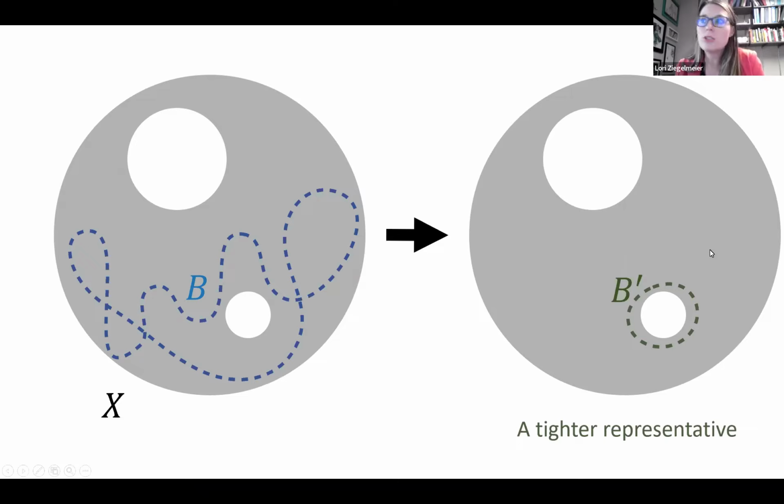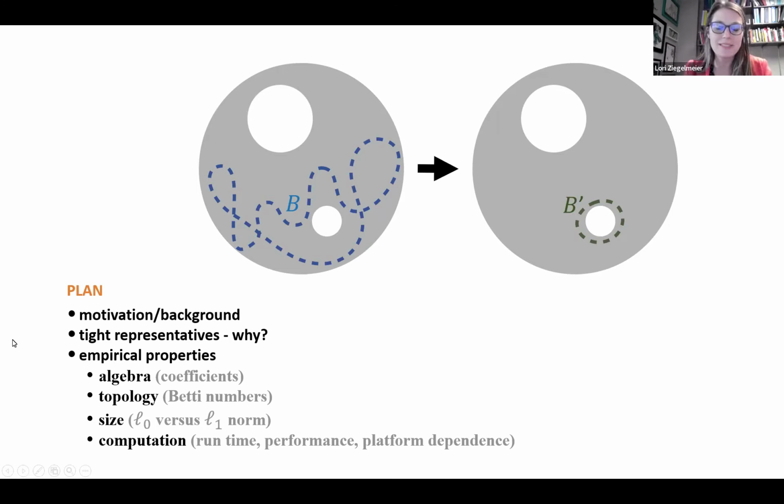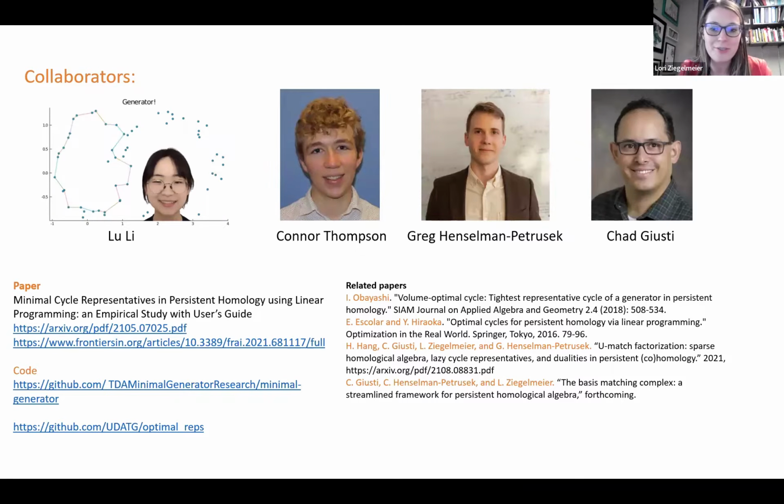Okay, so the plan for this talk is that I'll spend some time doing some background, and then we'll talk about why we might want some tight representatives. And then I'll describe a comprehensive empirical study that I did with my collaborators where we investigate all sorts of properties about cycle representatives.